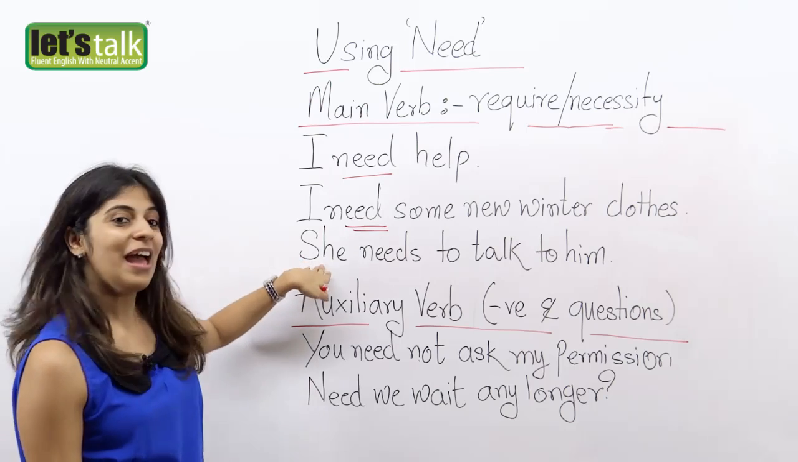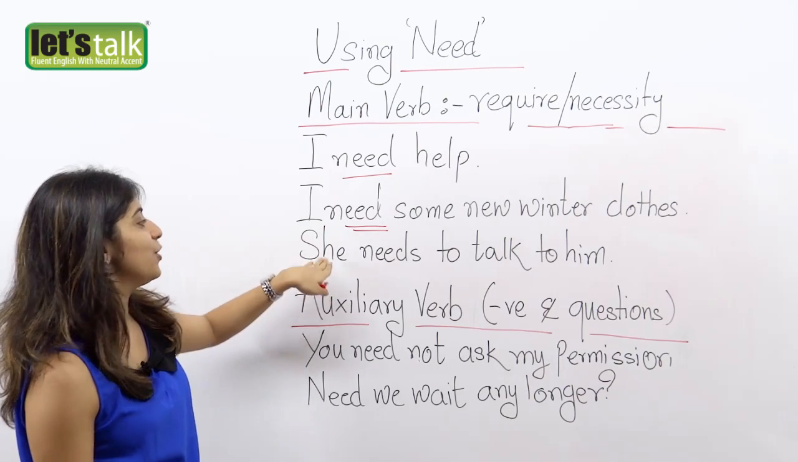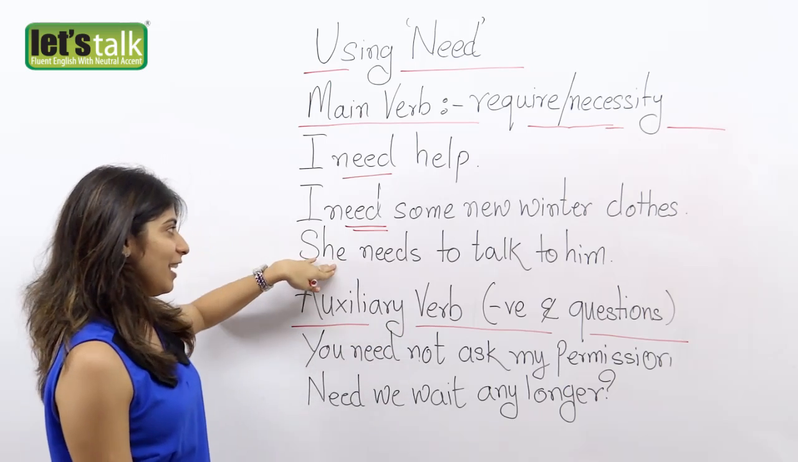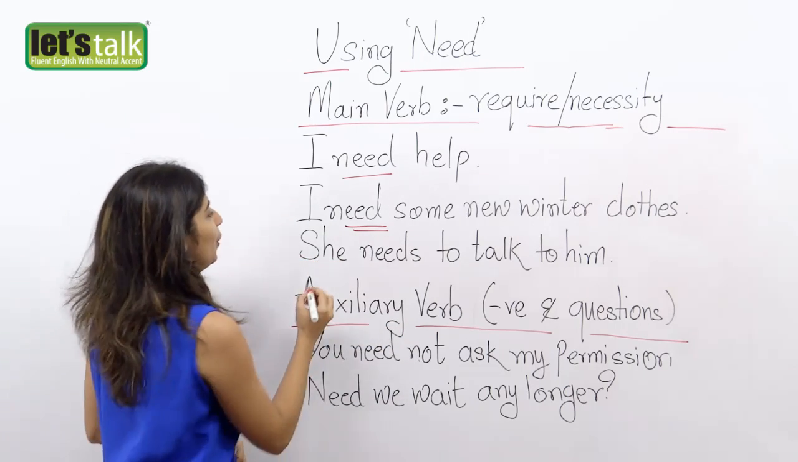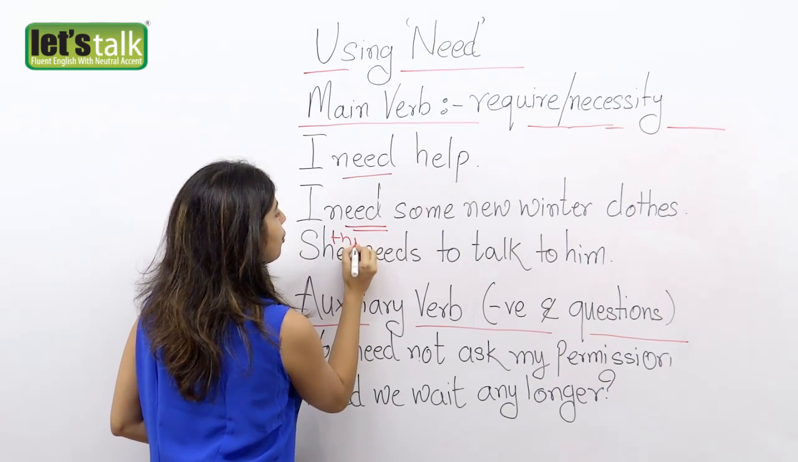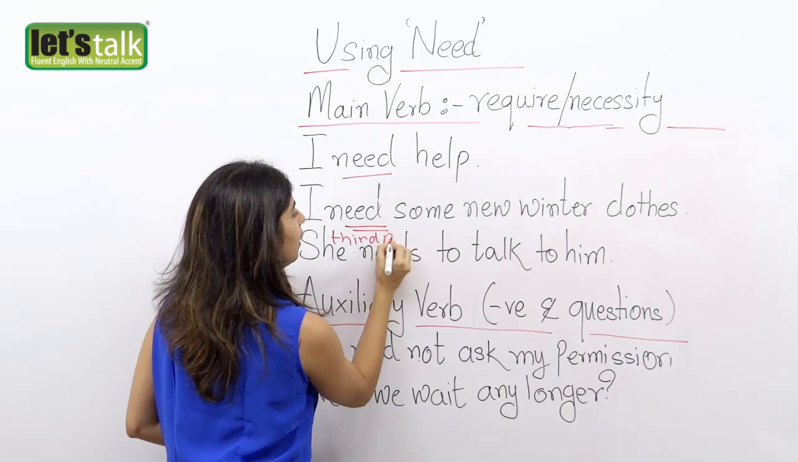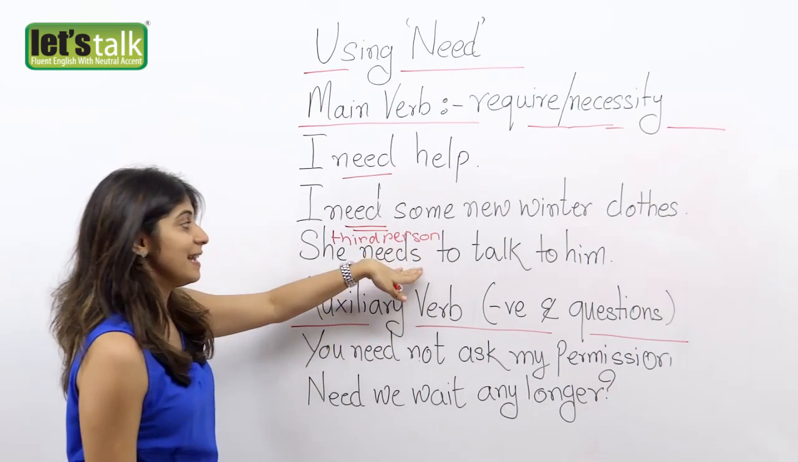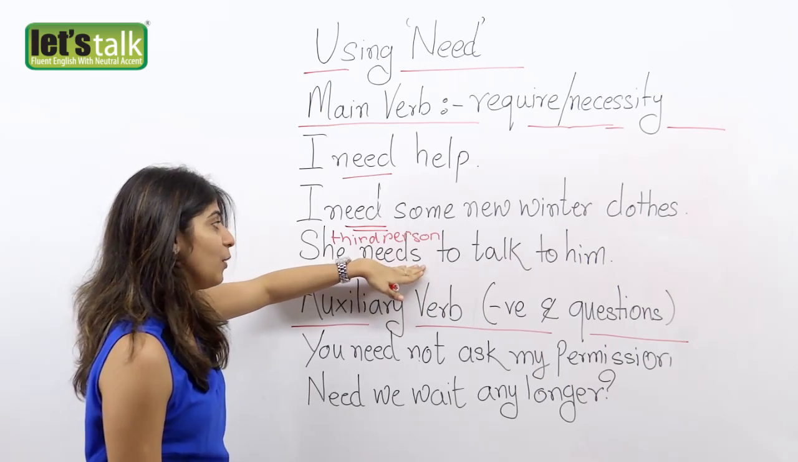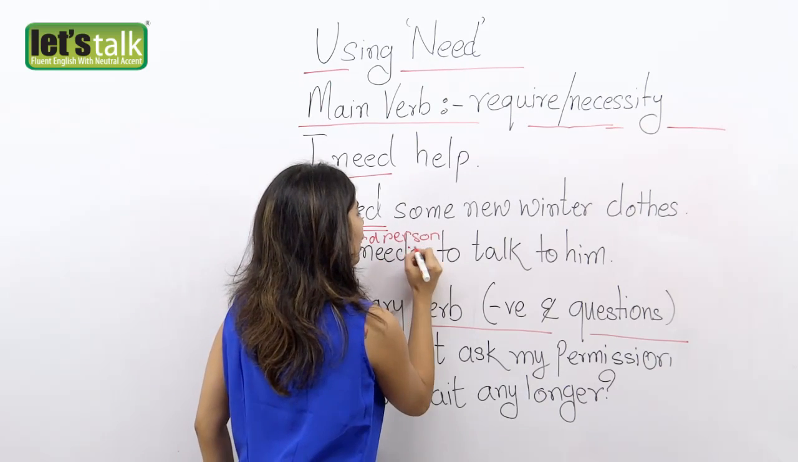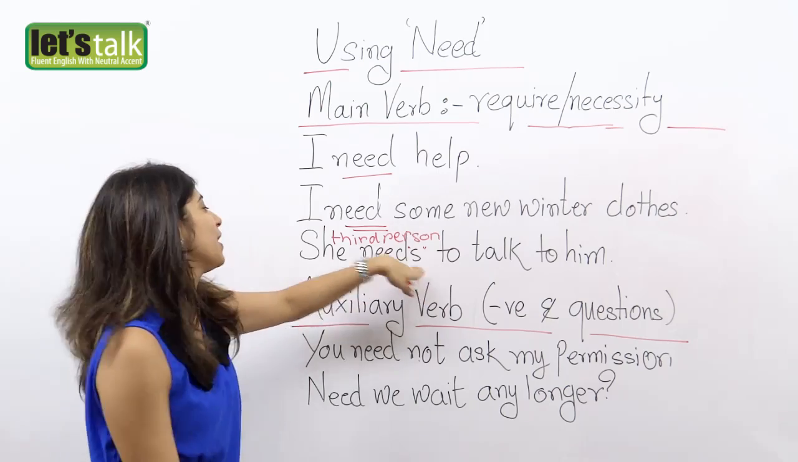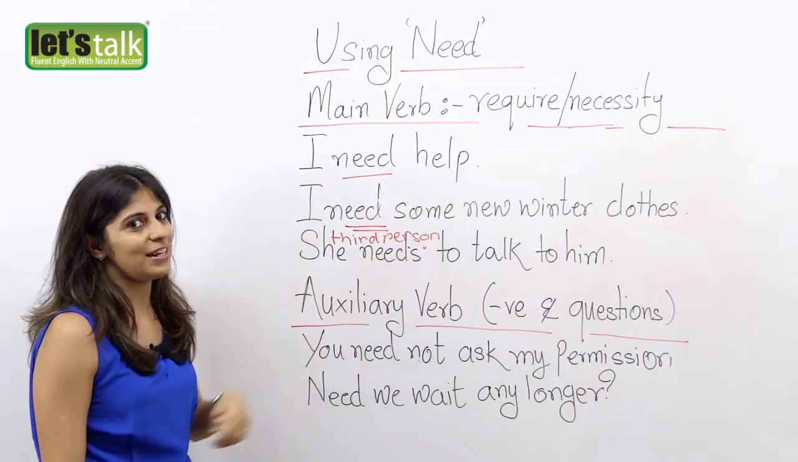We also have a sentence written here, she needs to talk to him. Now, she is your third person, whereas needs is your main verb. However, let's stress on the word S. Now, we are using this the reason because she is the third person here.